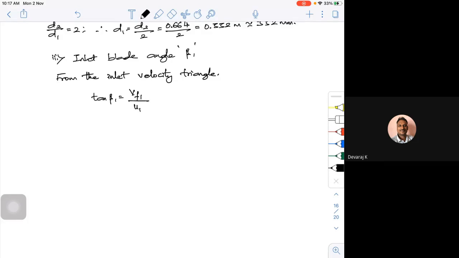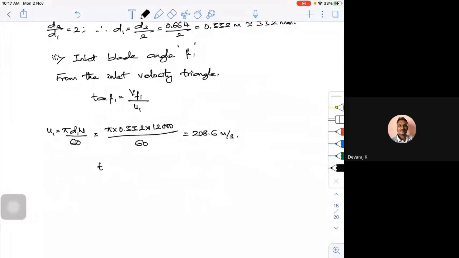Now I don't know the value of U1, so U1 is equal to pi D1 n by 60. Let me substitute: pi into 0.332 into 12,000 divided by 60. So I am getting around 208.6 meters per second. So now I got the value of U1 also.